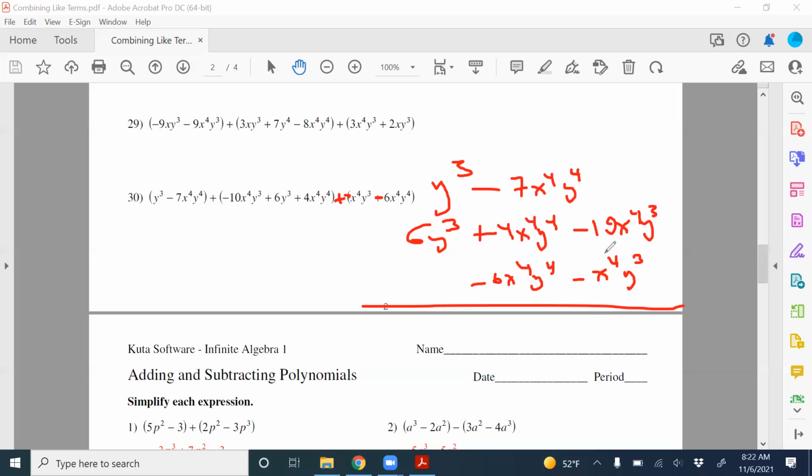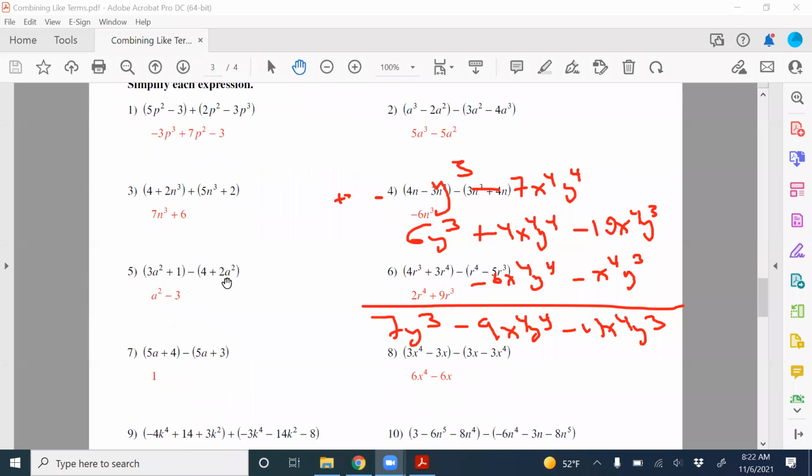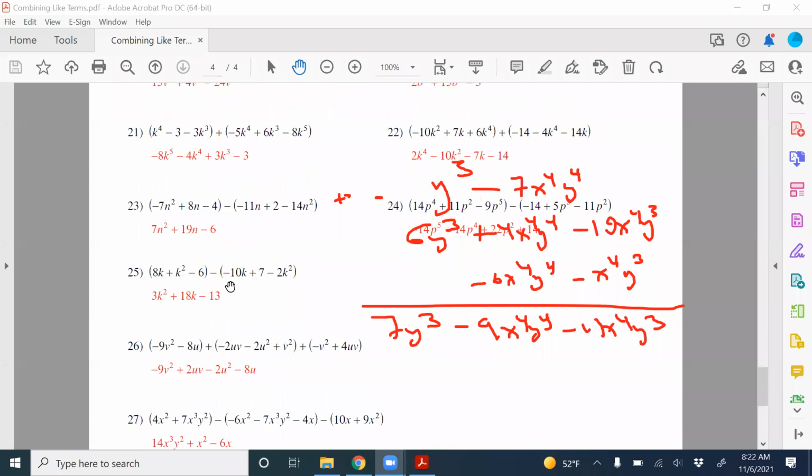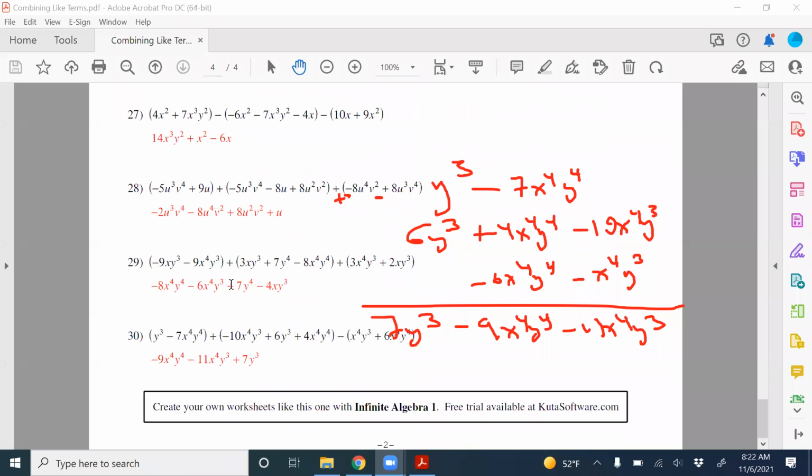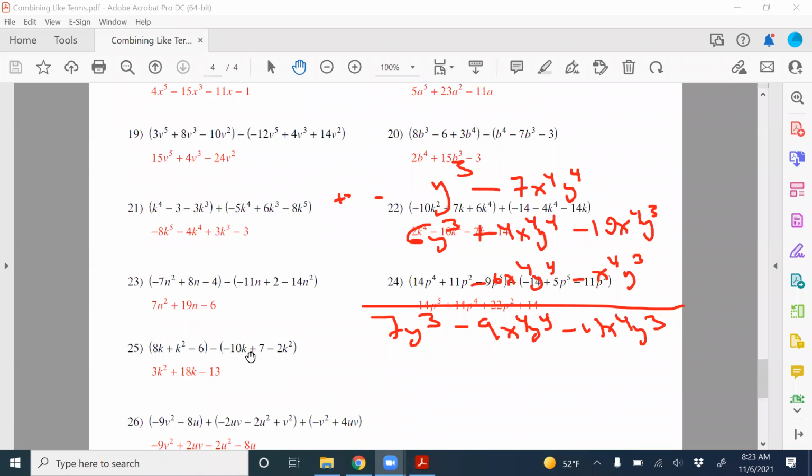Now they're stacked. Negative 10 and negative 1, that's negative 11x^4y^3. Negative 7 and 4 is negative 3, but then negative 3 and negative 6 is negative 9. So you have negative 9x^4y^4. And finally, y^3 and 6y^3, that's 7y^3. And there we go. We should have all the like terms combined. Let's check the answer key to make sure we got it. And yep, negative 9x^4y^4, 7y cubed, negative 11x^4y^3, all looks good.